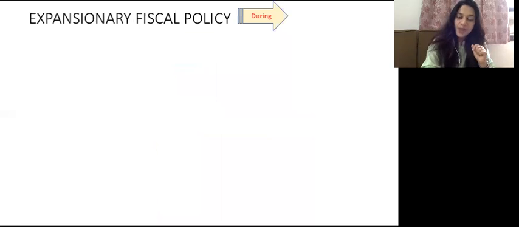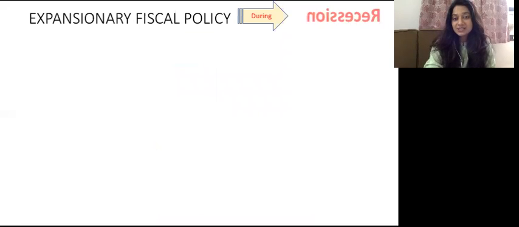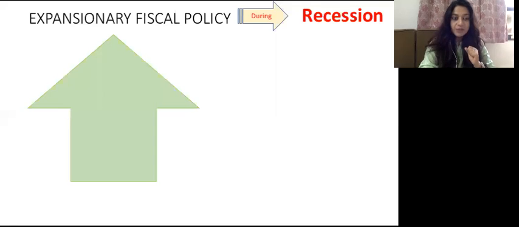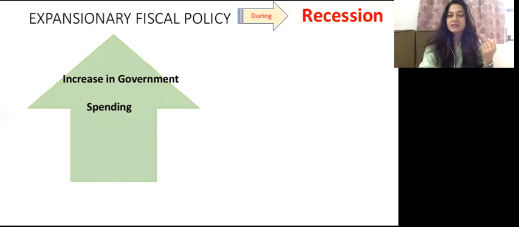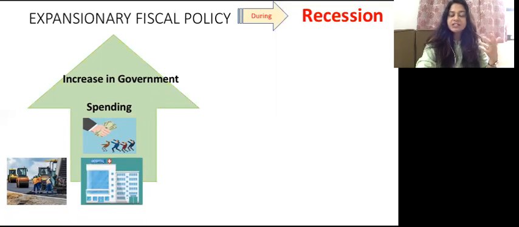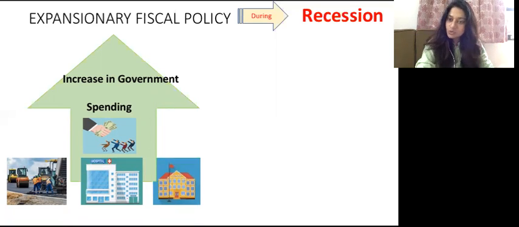Government adopts expansionary fiscal policy during recession. Recession is a period of temporary economic decline during which trade and industrial activities are reduced. Recession is generally identified by a fall in GDP in 2 successive quarters. In order to cure recession, government increases its spending. It gives more subsidies. A government constructs roads, highways, bridges, pools. It constructs more government hospitals, government schools.